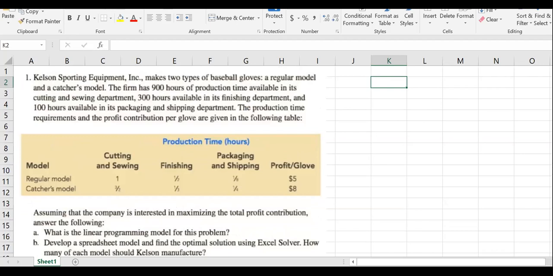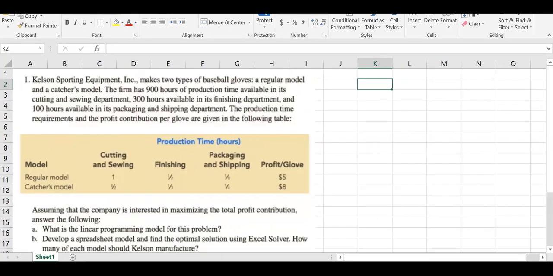So the way we do it, and I'm going to do it in Excel, I'm not going to write it manually. The process is the same. The steps are exactly the same. Decision variables: how many gloves to make. There are two decision variables, R and C. R for regular model.